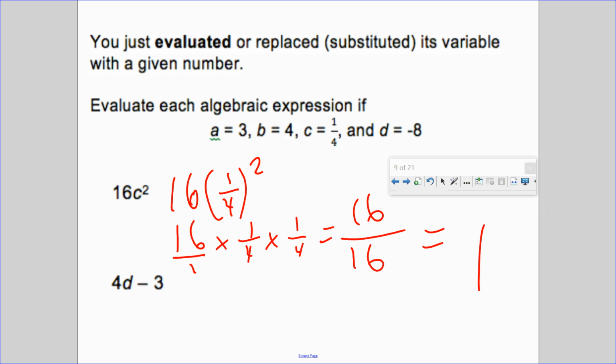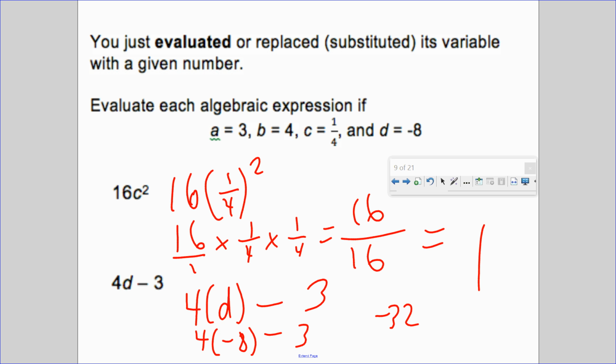And last but not least, 4D minus 3. That's 4 groups of D, minus 3. What are you substituting and replacing D with? -8. So what's 4 groups of -8? -8, -8, -8, -8. That's -32. Or you can do it this way: 4 times 8 is 32. The opposite of it is -32.